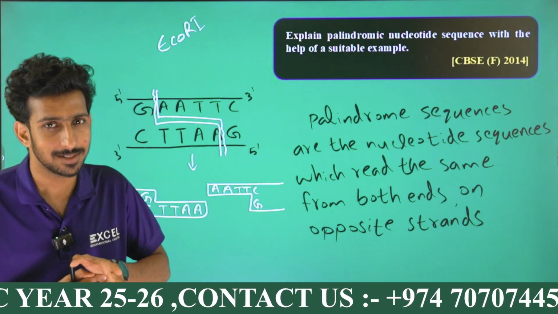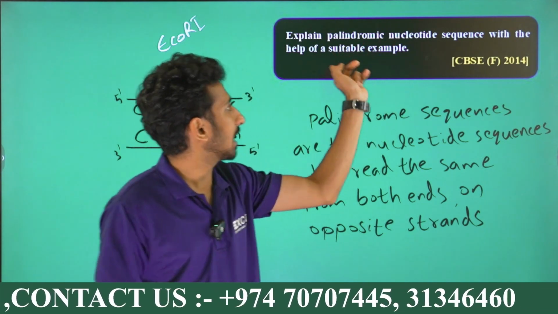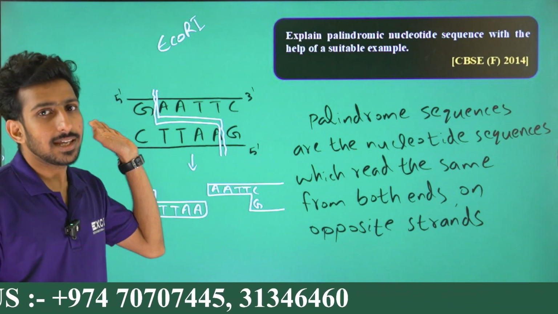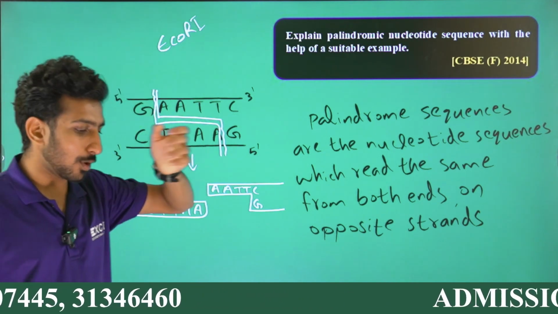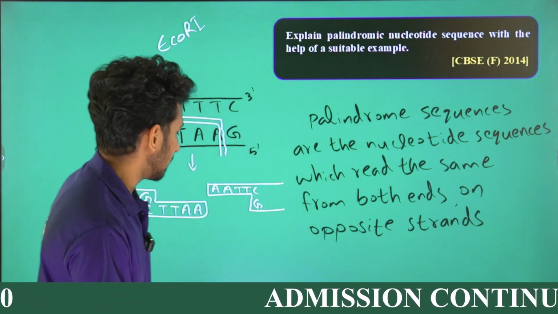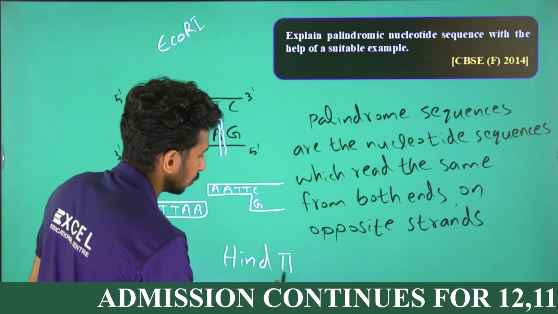So the question is: explain palindromic nucleotide sequence with the help of a suitable example. The suitable example is GAATTC. It is a recognition sequence of the restriction enzyme EcoRI. One more question I am adding with this. Which is the first restriction enzyme? That is HindII.